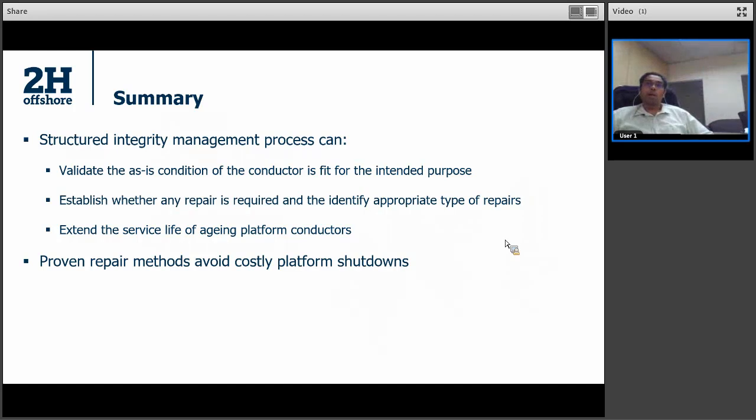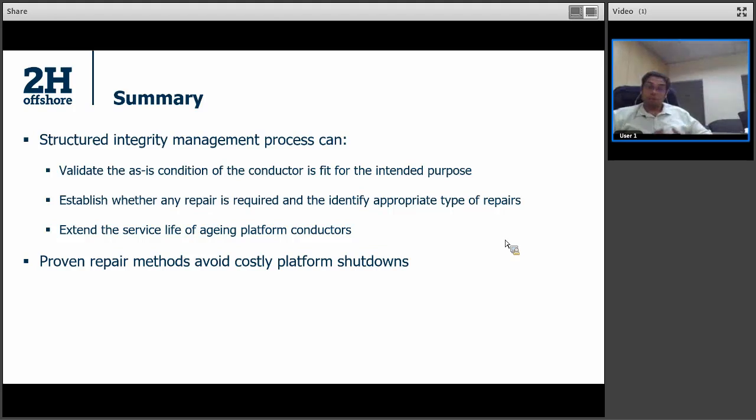We have seen cases where centralizers were pre-installed at the time of conductor installation. Over time, due to the well thermal loading, the well actually expanded and the centralizers popped out of the guides, and therefore the conductor system did not have adequate centralization. Centralization has a very key role to play because it reduces the free span, improves the stability of the system, reduces the overall conductor movement and improves the fatigue response.